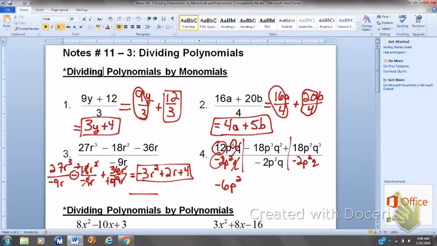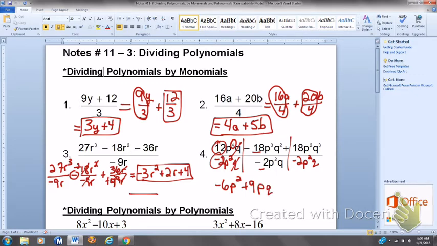Now I'll go to the next one. Negative 18 divided by negative 2 gives me positive 9. P cubed over p squared, that's going to be in the numerator. 3 minus 2 is 1, so p. And I have q squared over q. Q squared divided by q would leave me with just q.